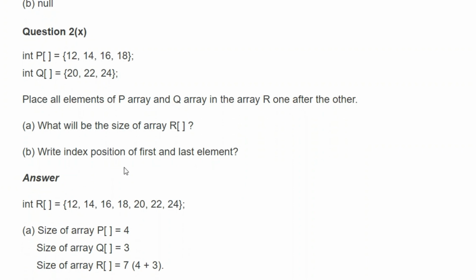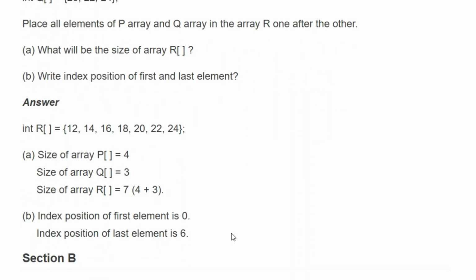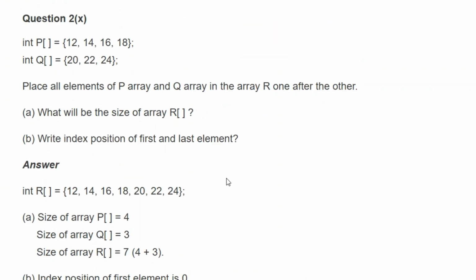And write the index position of the first and last element. The first element is 0 and the last element is 6. 7 minus 1 is 6. The last index is the length minus 1. So section A is over.